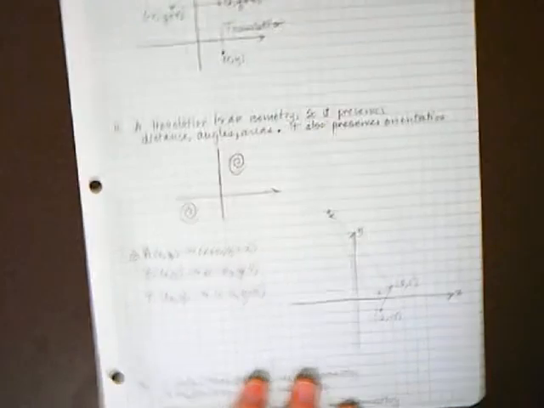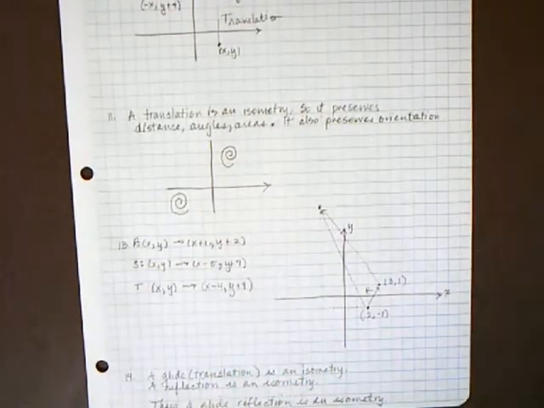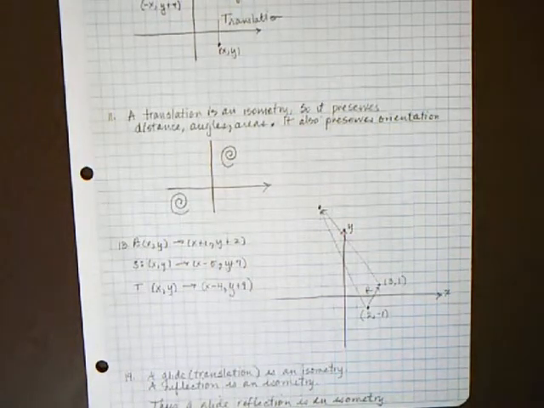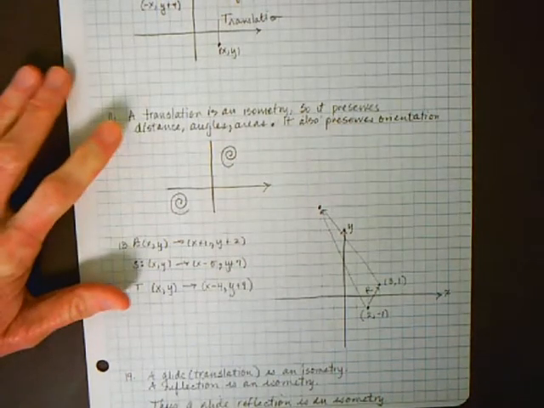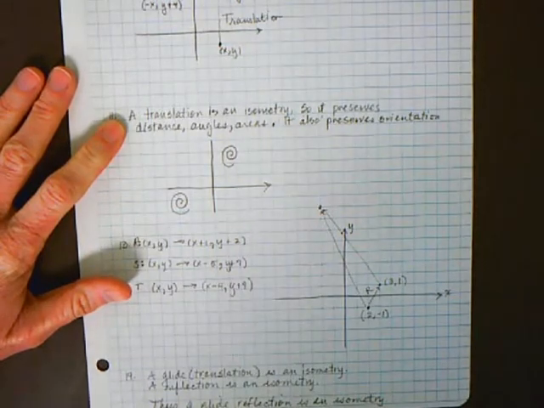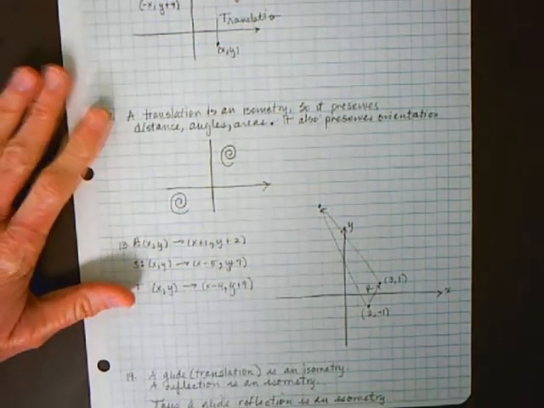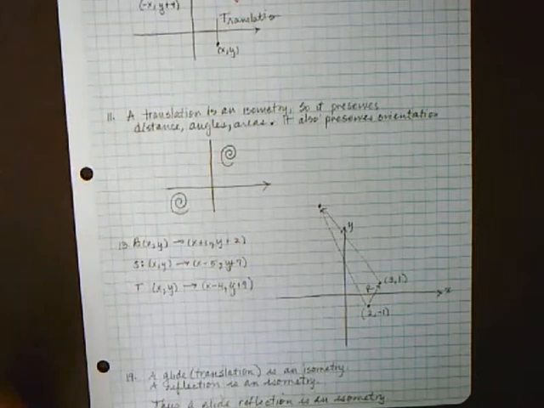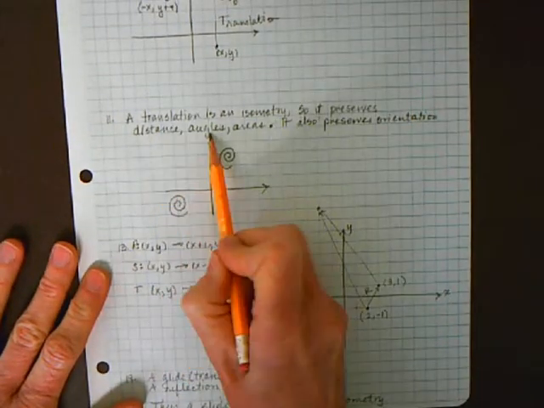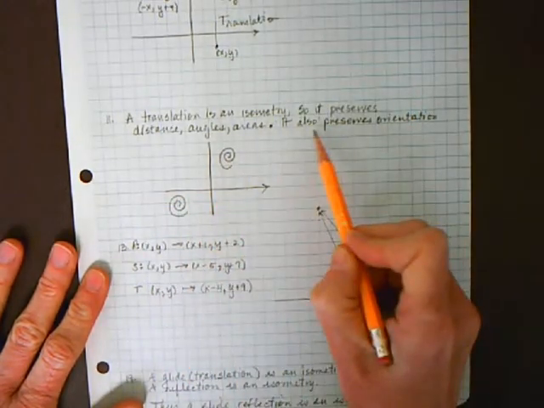The second problem, 11, says: which of the following properties are invariant under a translation? So invariant means they are preserved. Okay, they don't change. They're invariant. So a translation is an isometry. Because it's an isometry, it preserves distance, angles, and areas. And an isometry also preserves orientation.